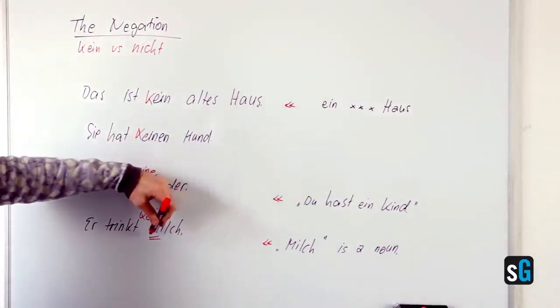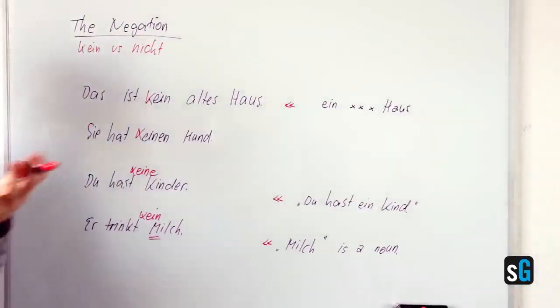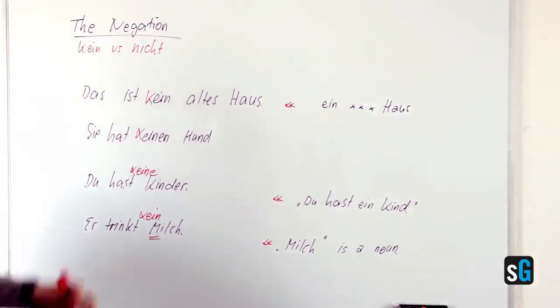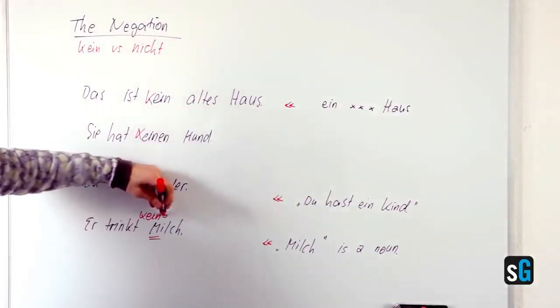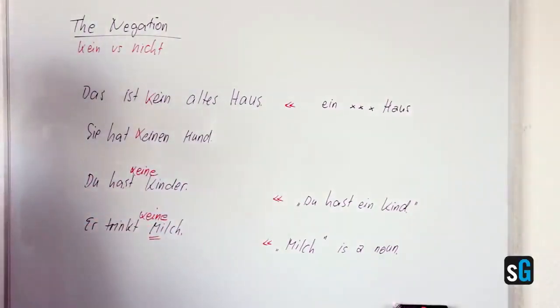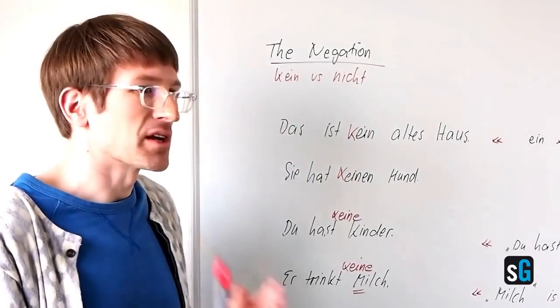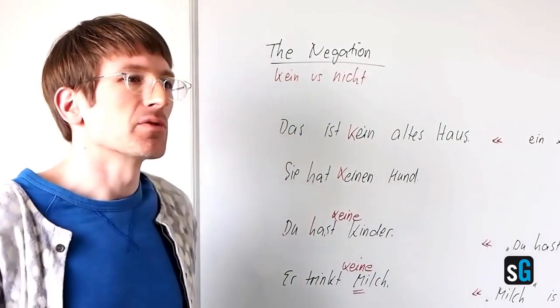And the article of Milch, which is die Milch, because Lady Gaga is taking a bath in milk, has to be at the end of kein. So, er trinkt keine Milch, he doesn't drink any milk, or he doesn't drink milk. This is about kein, that's all there is here. Let's continue with nicht.